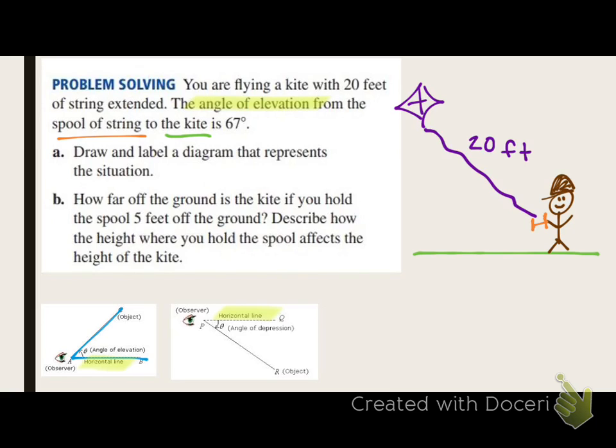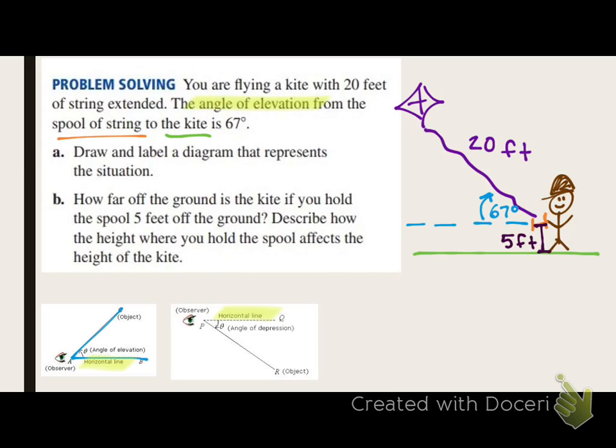So from the spool, there should be a horizontal line. Hopefully yours look better than mine. And the angle going up towards the kite, from the spool to the kite, is 67 degrees. So draw and label a diagram. How far off the ground is the kite if you hold the spool 5 feet off the ground? An important piece is that the spool is 5 feet off the ground, so we have to keep that in mind later on.